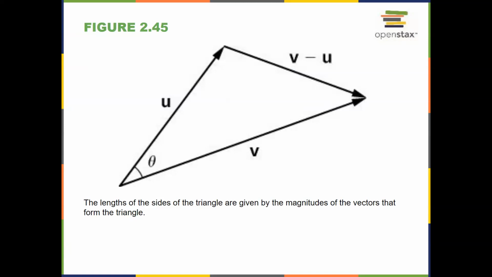The lengths of the sides of the triangle are given by the magnitudes of the vectors that form the triangle. Okay.